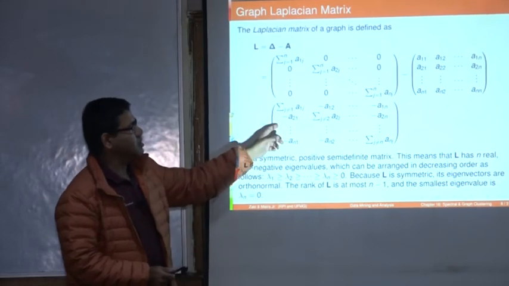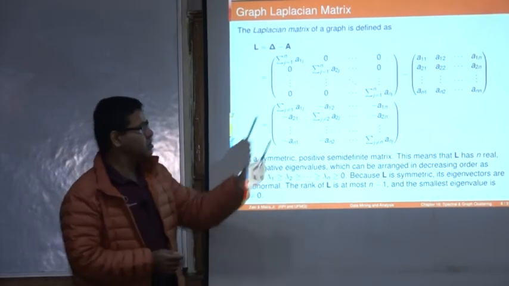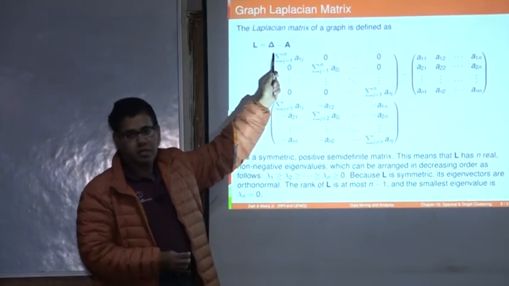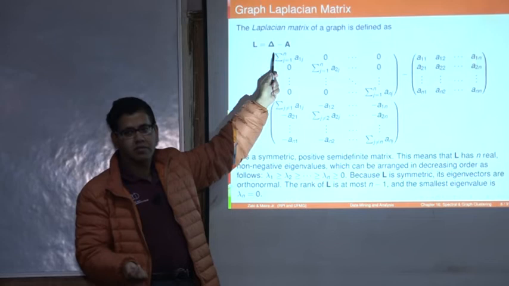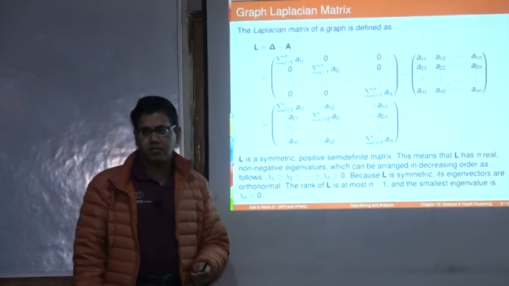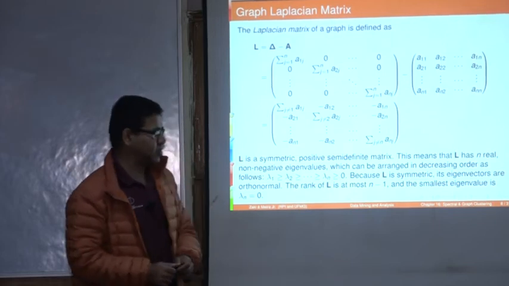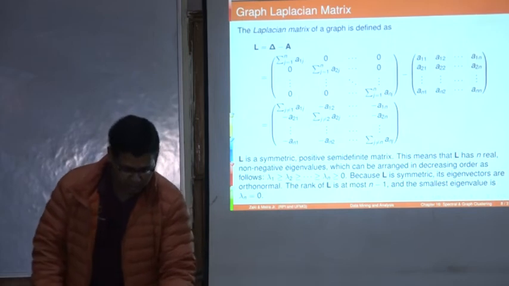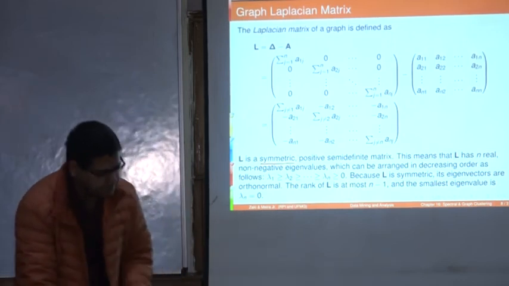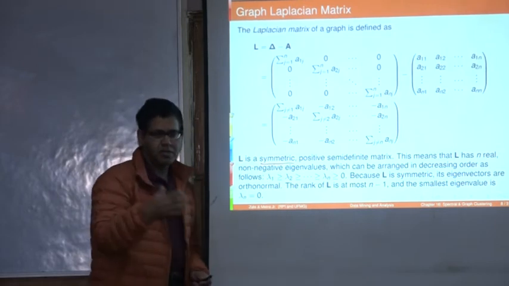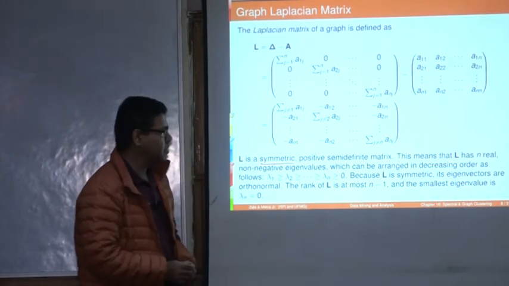Now, this matrix is a symmetric matrix. Why? Because A is symmetric, and delta is symmetric, because diagonal matrices are symmetric by definition. So when you subtract symmetric matrices, you get a symmetric matrix. You don't change the nature of the matrix. So that's one good thing. One property we have is that it is a symmetric matrix. Of course, many matrices are symmetric, so that's not the really interesting property.